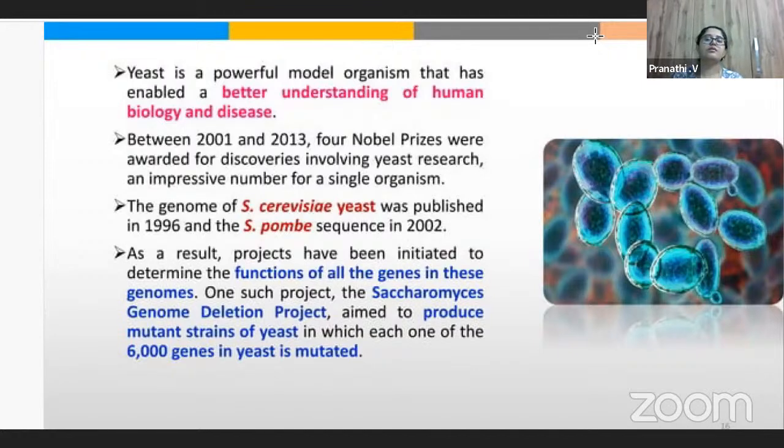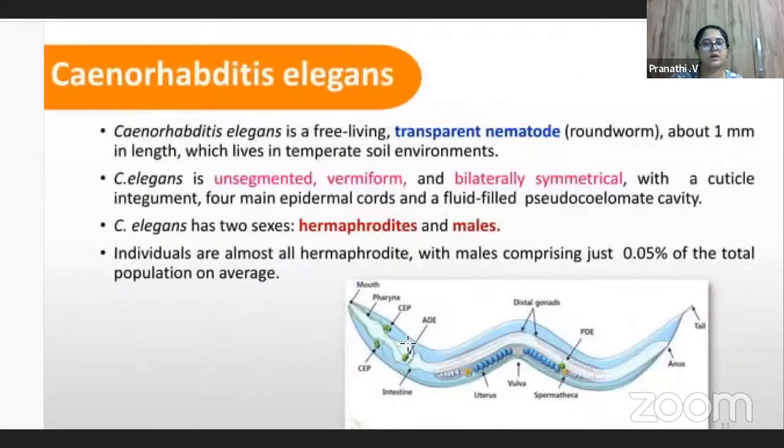And at the same time, for all the functions of the genes in the genome to be elucidated, projects have been developed. And one such project is the Saccharomyces genome deletion project, so that you can produce mutant strains in the yeast, in which every gene, you have around 6,000 genes in the yeast, has been mutated and its mutant strain produced, to see what kind of anomaly or what kind of product is being produced through the mutant strains. So this is one more thing.